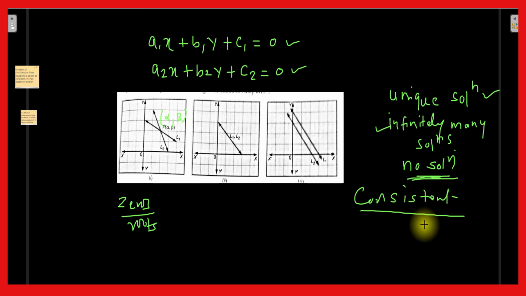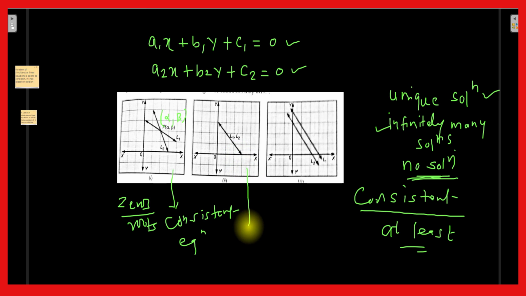Now the condition for a consistent equation is that the equation should have at least one solution. Here the equations have one solution, so we will call this a consistent equation. And since it is said at least one solution, and here there are infinitely many solutions, meaning more than one solution, this type of pair of linear equations will also be called a consistent equation.